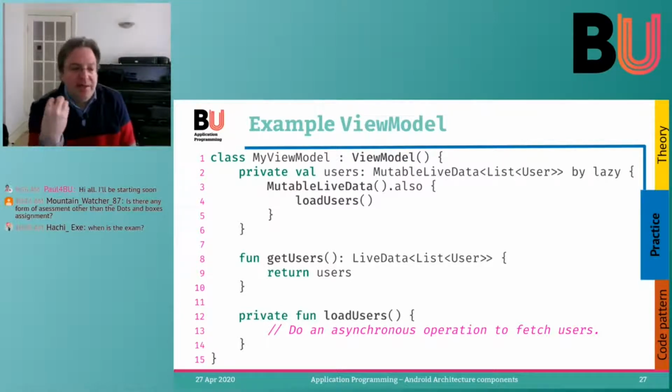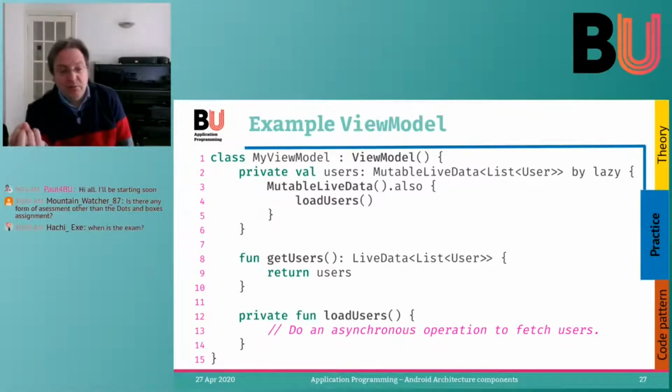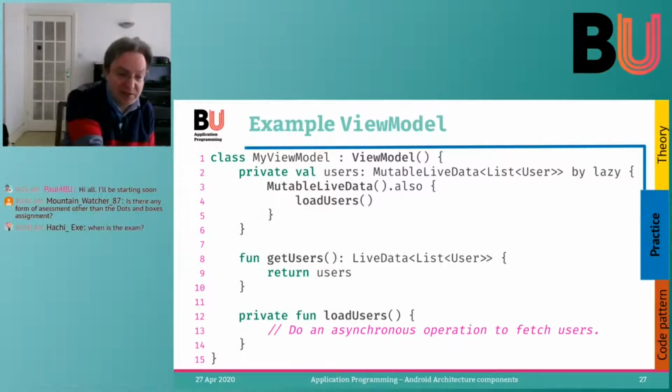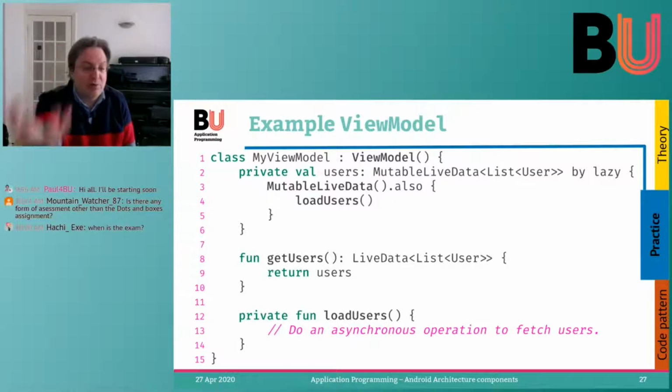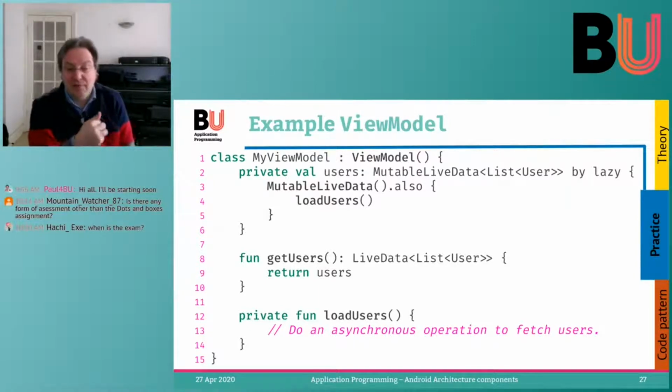In the get users function, we return a regular LiveData. The UI code is not supposed to change the LiveData. Only the view model is supposed to change the LiveData. So if there's a new user, it will just call setData on that MutableLiveData, and then every object that is registered to that LiveData will be changing according to that new data.